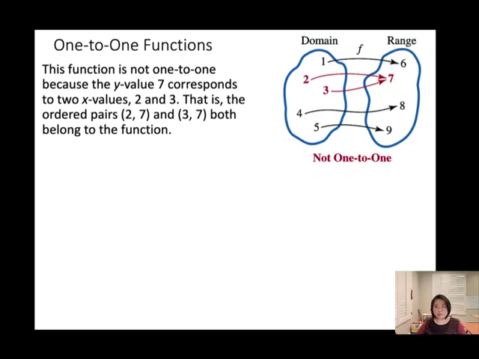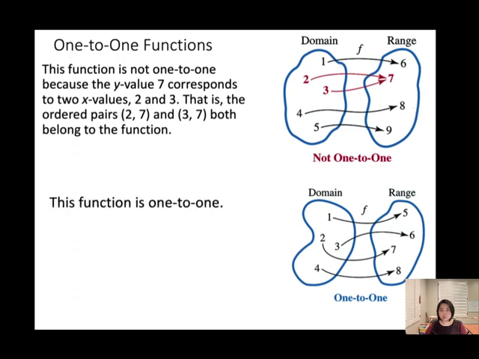Look at this example. You could see I do have a 2 and 3 here. But both of them are going to go to 7. So we do have ordered pairs (2, 7) and (3, 7), both belong to the function. And so this is not a one-to-one function. How about this one? This is a one-to-one function, right? Each x value will go to only one y. One x, one y. So this is a one-to-one function. So we should be able to find the inverse for this example, but not this one, because this is not a one-to-one function.